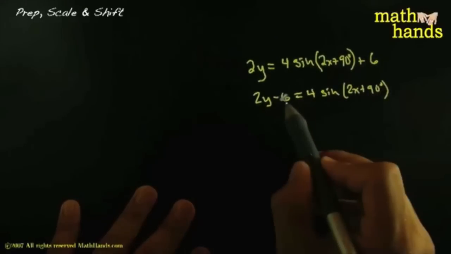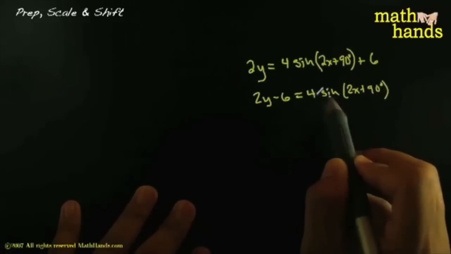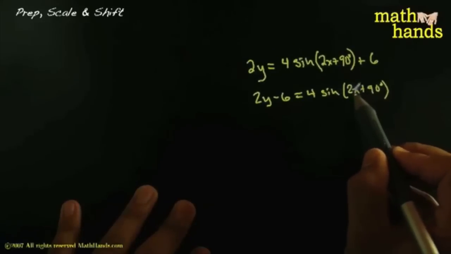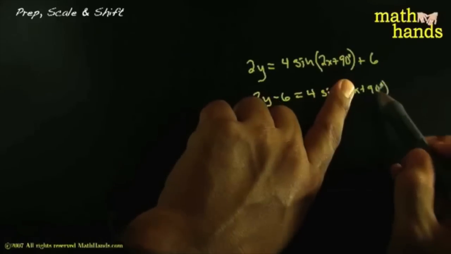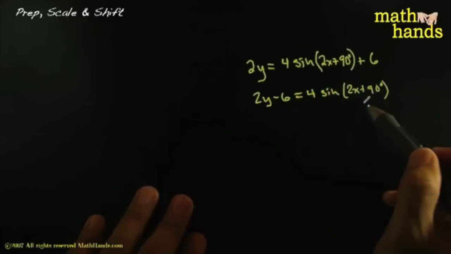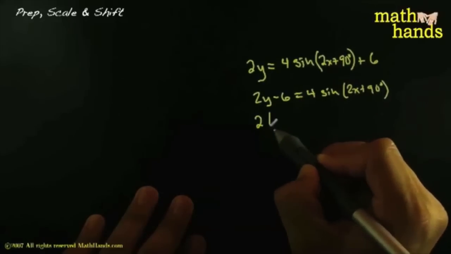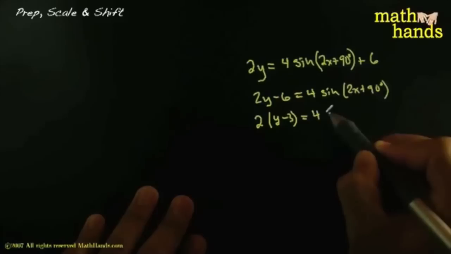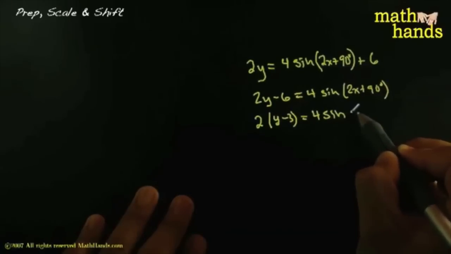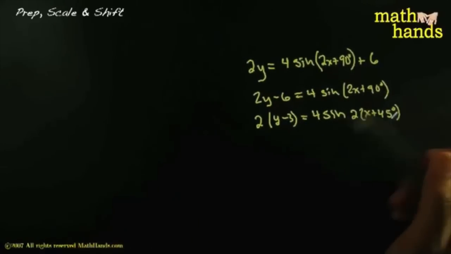And already that's better because this minus 6 is closer to the y. This 4 has to go, I'll deal with that 4 later. This 2 here, if I want to do the shift last, needs to be factored so that I can see what the shift is. The shift is going to be 45 degrees if you shift last. This also has to be factored, so I'll factor out the 2. That will give me y minus 3 is equal to 4 times sine of 2 times x plus 45 degrees. See, that's looking better already.